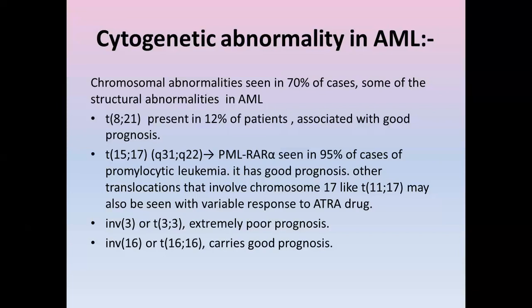Other translocation that involve chromosome 17, like translocation 11-17, may also be seen with a variable response to ATRA drug, all-trans retinoic acid drug. Inversion 3 or translocation 3-3, extremely poor prognosis. Seen usually in acute megakaryoblastic leukemia, M7. Inversion 16 or translocation 16-16 carries also good prognosis.